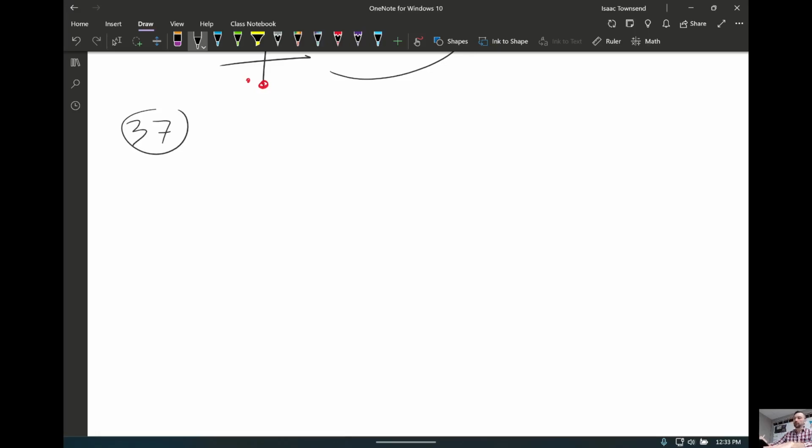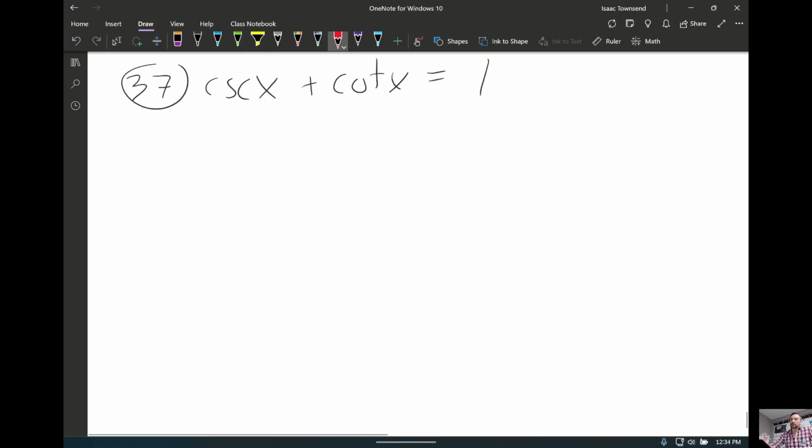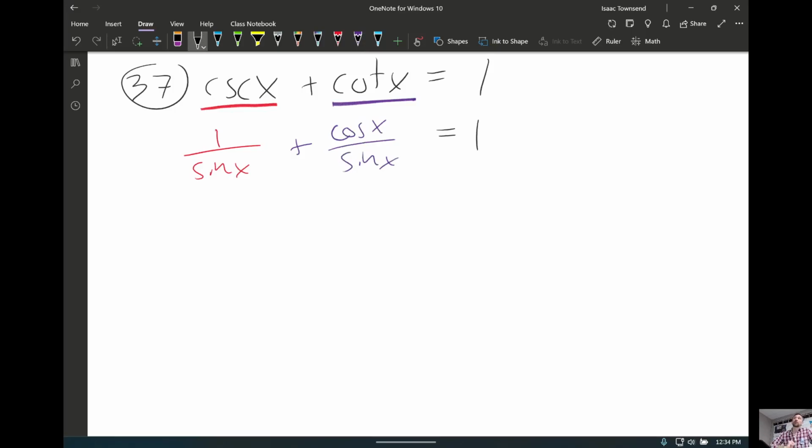Okay, 37: cosecant of what plus cotangent of what is 1. So again, two different trig functions, like two different variables. There's no regular algebra to be done. There's no factoring, no undoing add, subtract, multiply, or divide. So the only thing I can think of to even start this off is to consider changing this into 1 over sine, and consider changing this into cosine over sine. And I could add these fractions together. They already have a common denominator, so it's pretty easy to add them together.